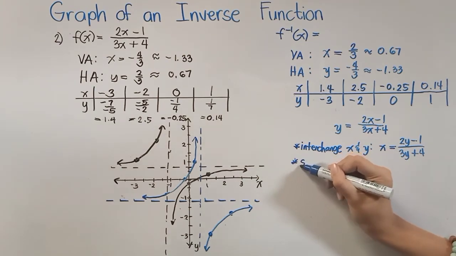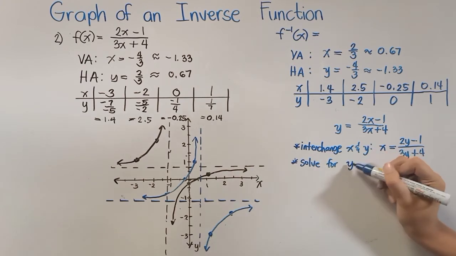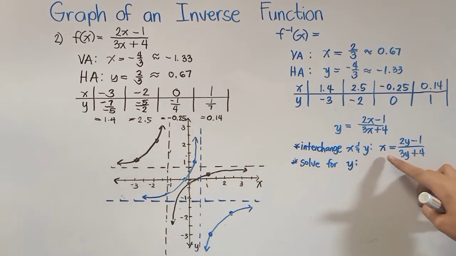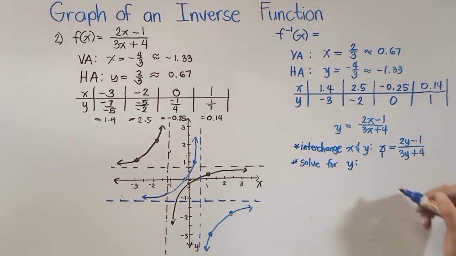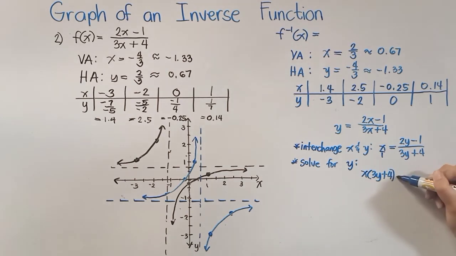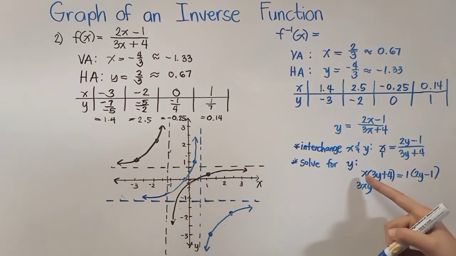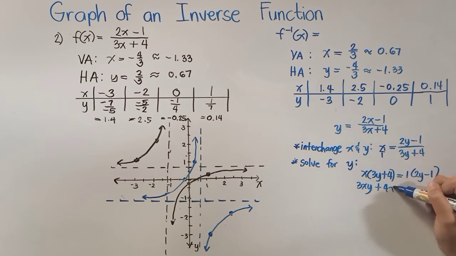The next step is to solve for y. Our new given looks complicated. However, remember that every whole number has a denominator of 1. In that way, we can now cross multiply. X multiplied to quantity 3y plus 4 is equal to 1 multiplied to quantity 2y minus 1. Let us distribute x in each of the term here. So that's 3xy plus 4x equals, this will result to 2y minus 1.